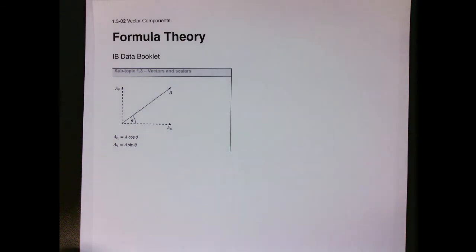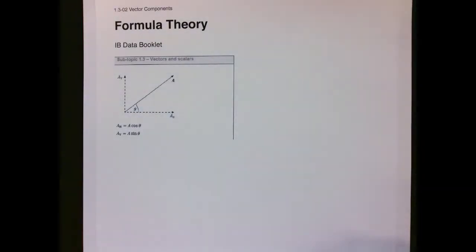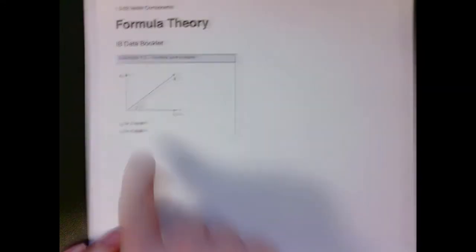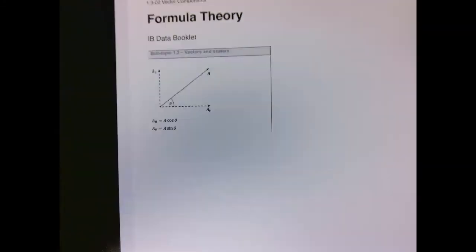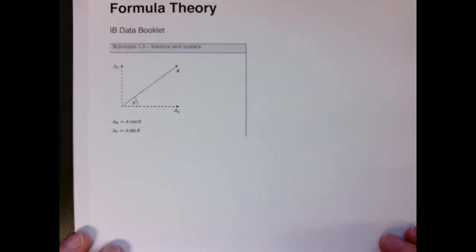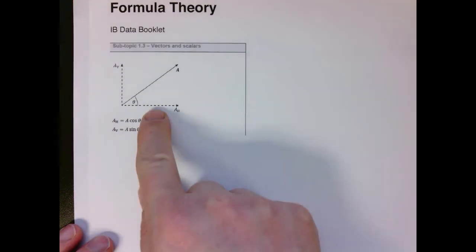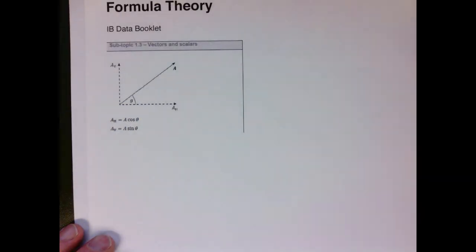So I just want to talk a little bit about theory, to clear up a little bit of theory here so there's no confusion. Both the IB data booklet and the Regents reference table show these formulas for dealing with vectors. I don't like them, obviously, because I'm taking the time to show you a different way. Notice the diagram, first of all, is the parallelogram method, which we just don't like to begin with.